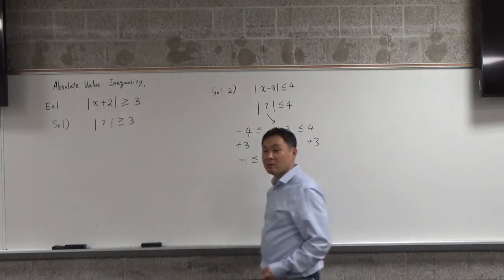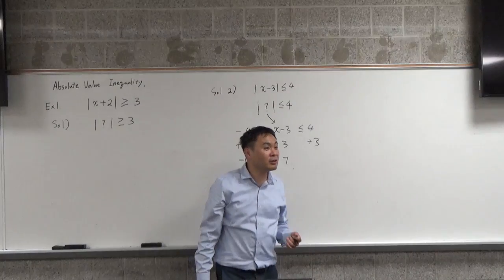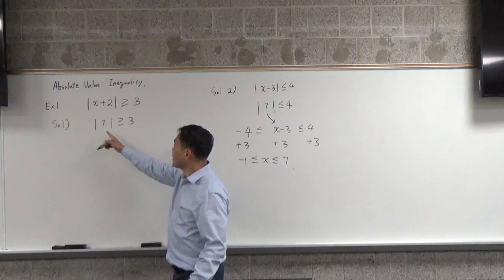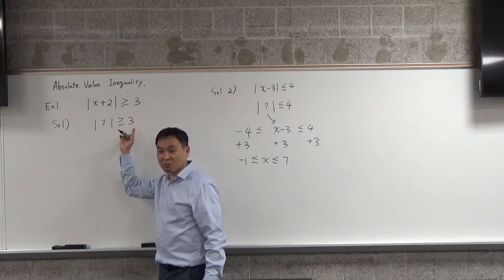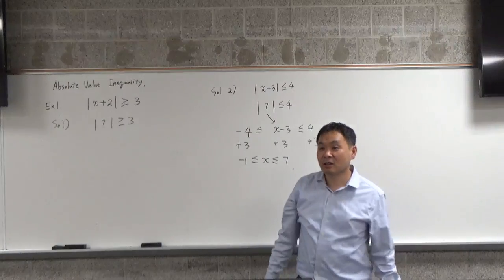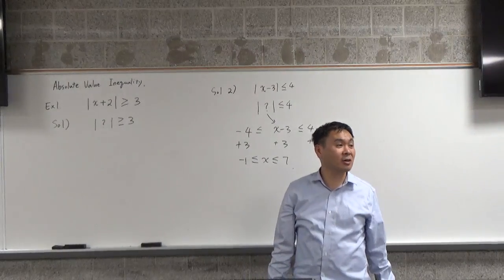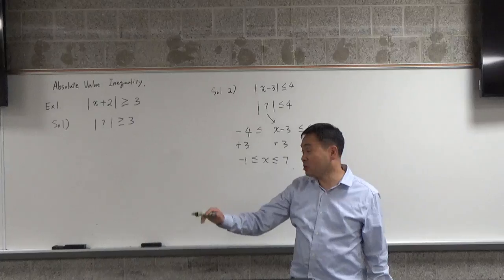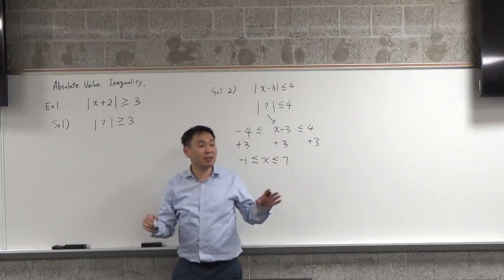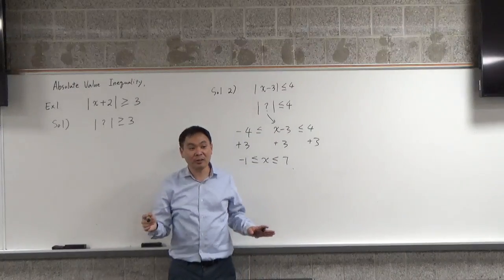3, -3, another one. 1's no good because the absolute value of 1 is 1, it's not greater than 3. 4 is good. Give me another negative number. -2 is no good, the absolute value of -2 is +2, it's not greater than 3. -4, -5, those are good, okay?